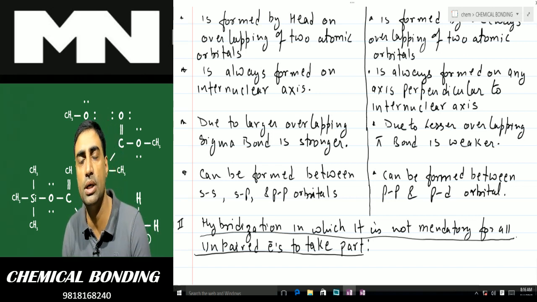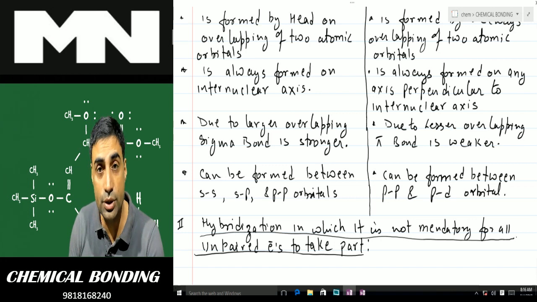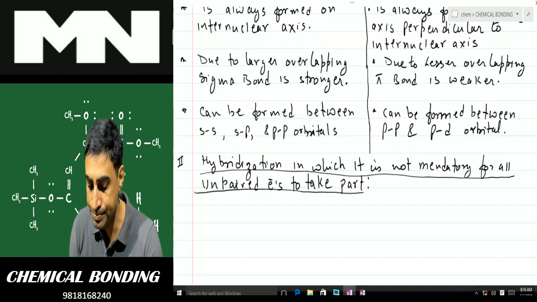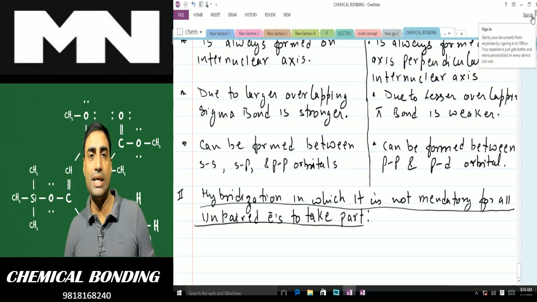The only thing is the electrons which are undergoing hybridization will always form sigma bond, whereas the electrons which are not undergoing hybridization will form pi bond. So here I am going to teach you the difference between alkene and alkyne.